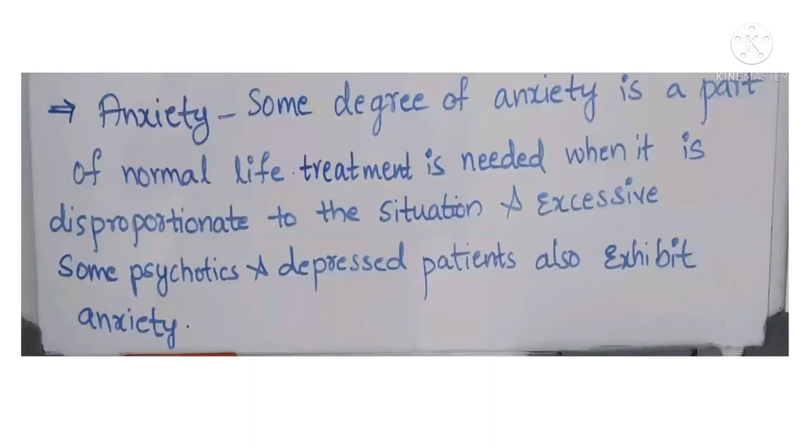And next we go to the anti-anxiety drugs. So we have completed antipsychotics and antidepressants. Next, anti-anxiety. Some degree of anxiety is present in every person. It is shown by every individual. Some degree of anxiety is a part of normal life, but treatment is needed when it is disproportionate to the situation and excessive. So when it is excessive, then we should take the treatment.